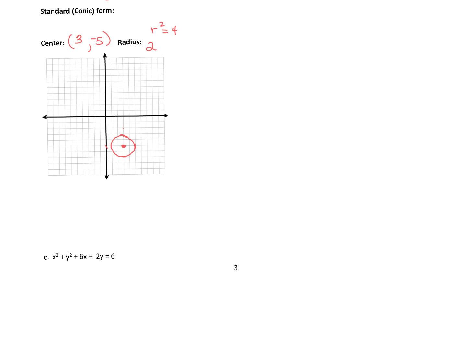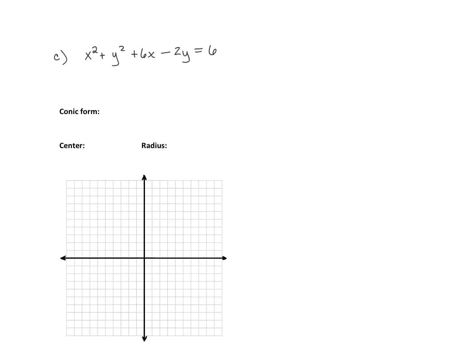Okay, I have another one here, but the graph is on the next page, so let me transfer it. So we have x^2 + y^2 + 6x - 2y = 6. Clearly, this is not in the standard form that we need to be able to look at it and know the center and the radius. So we're going to have to complete the square. First I'm going to collect my x's, x^2 + 6x plus a blank, and then my y's, y^2 - 2y plus a blank, equals 6 plus blank plus blank.